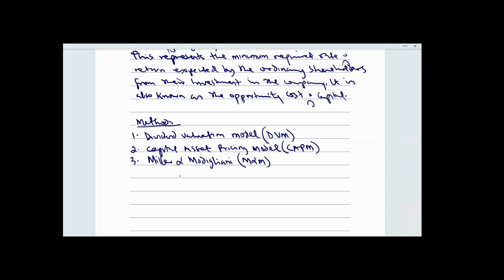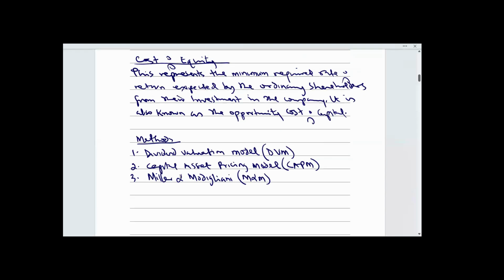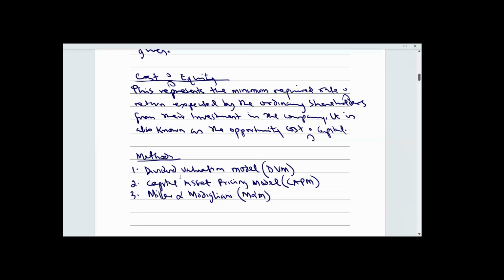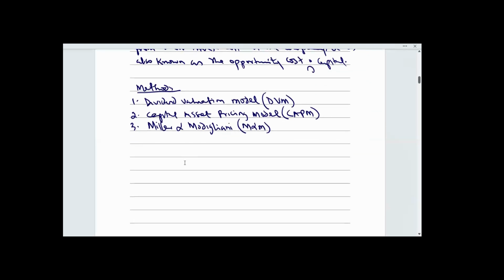Okay, we talk more on Miller and Modigliani when he's taking you through theories of capital structure, all right? So these are the three methods of calculating cost of equity. You see the way we are taking it step by step, so you don't jump. That's what I told you, that it will take us some time. It will take over a month for us to be able to complete cost of capital because the topic is pregnant. Now let's talk about dividend valuation model.